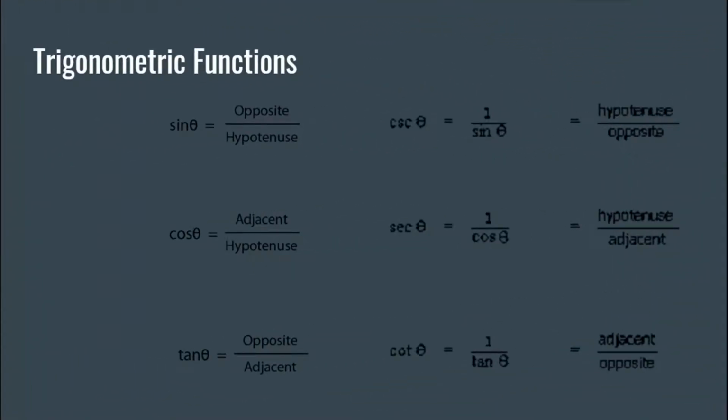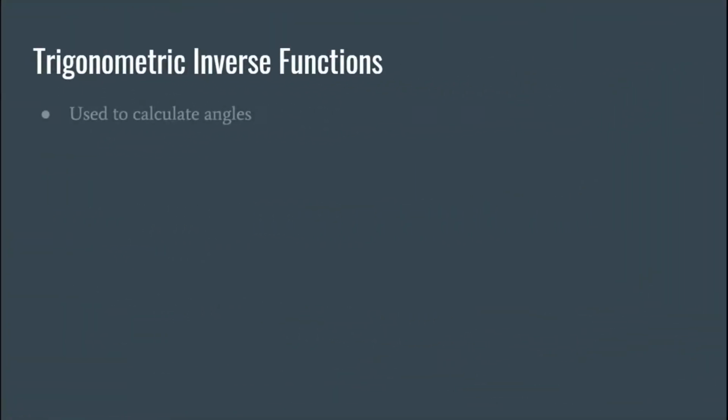Okay, so let me just remind you of the 6 trig functions that we use: sine, cosine, tangent, cosecant, secant, and cotangent. So when we talk about the inverse functions, we normally use 3 basic ones. And the main reason why we would use the inverse versions of these trig functions is to find the angles. So let's say you're given a right triangle with sides that are given, and you don't know what a certain angle is, and you need to find it out. So we use the inverse functions here.